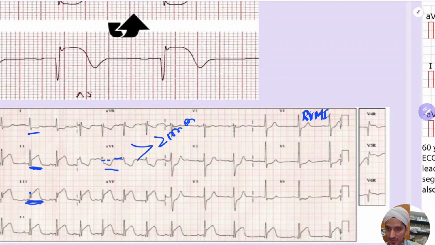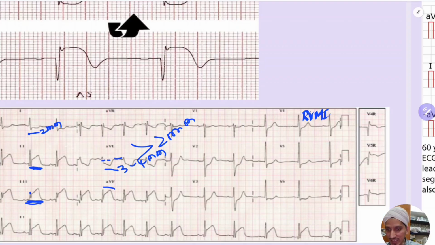If you draw a horizontal line, this is approximately 3 to 4 mm, and this is approximately 2 mm. So in 1 and AVL, ST segment depression is more than 2 mm, and ST segment elevation in 3 is more than ST segment elevation in 2. One more condition is there, comparing elevation with depression. We will see that.